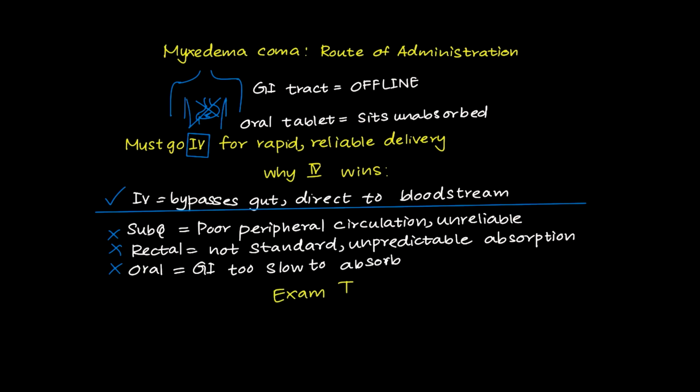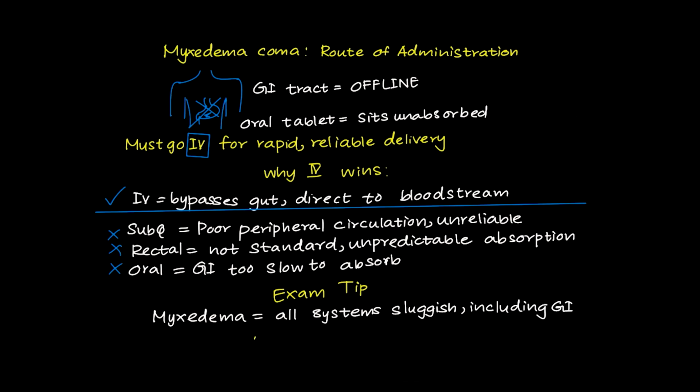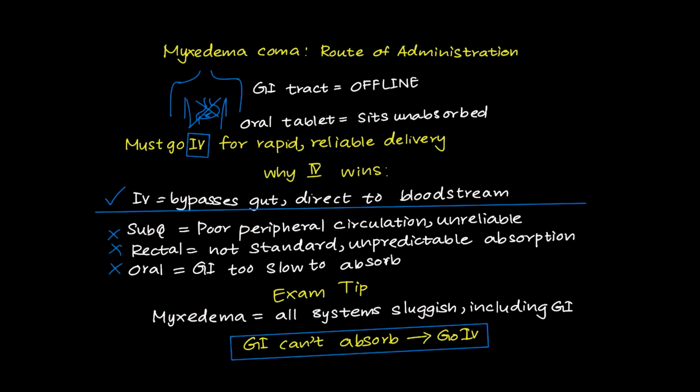Here's a WGU D455 exam tip for you. Myxedema coma means every system is sluggish, including the gut. When the GI tract can't absorb, the answer is always IV. Quick recall hook: myxedema equals everything slow. Gut can't absorb, go IV.